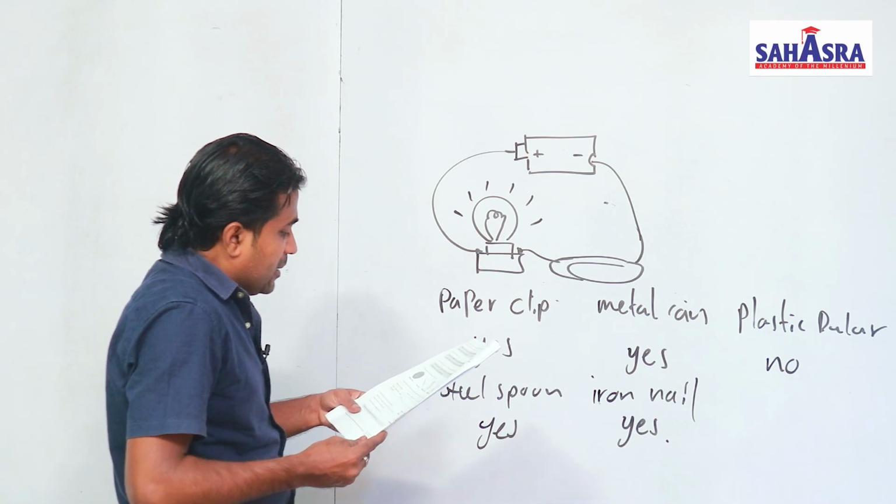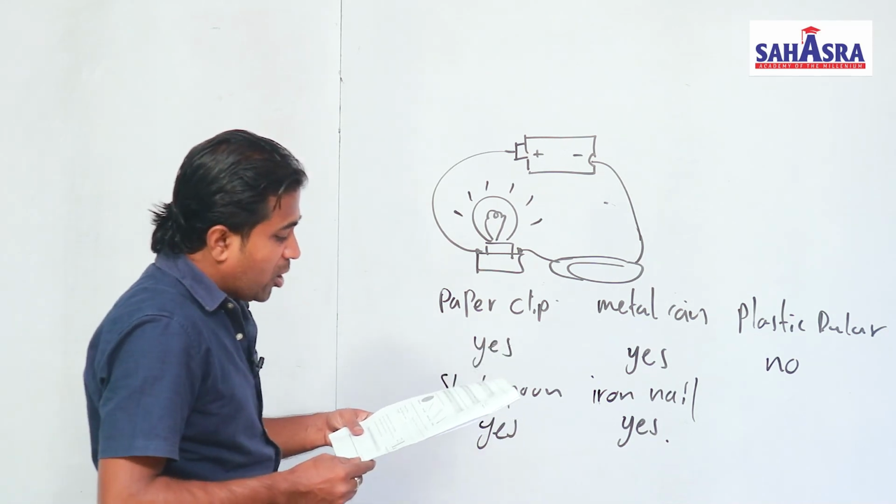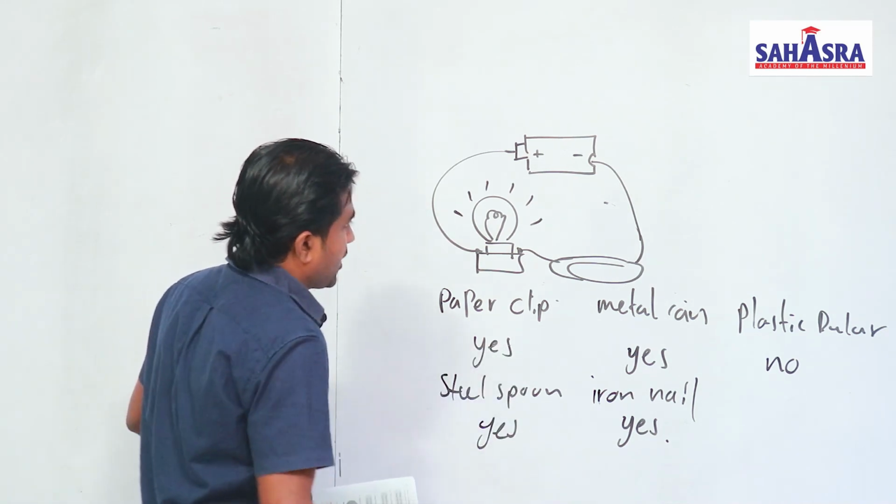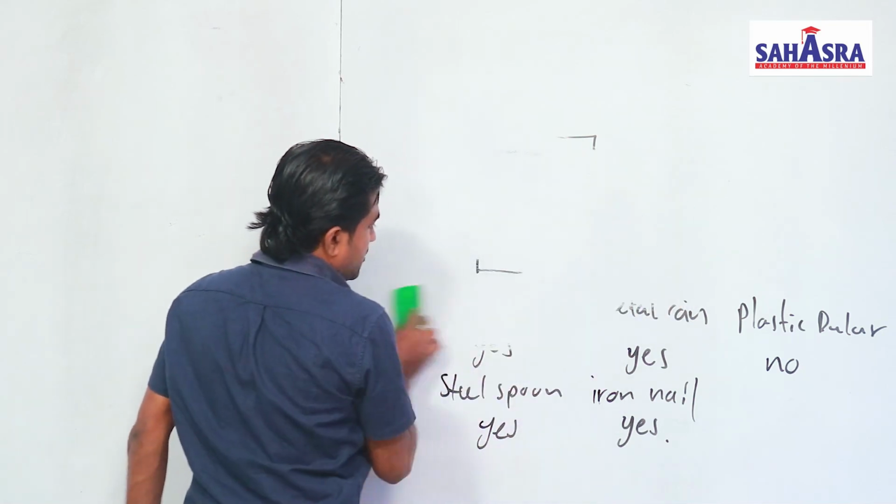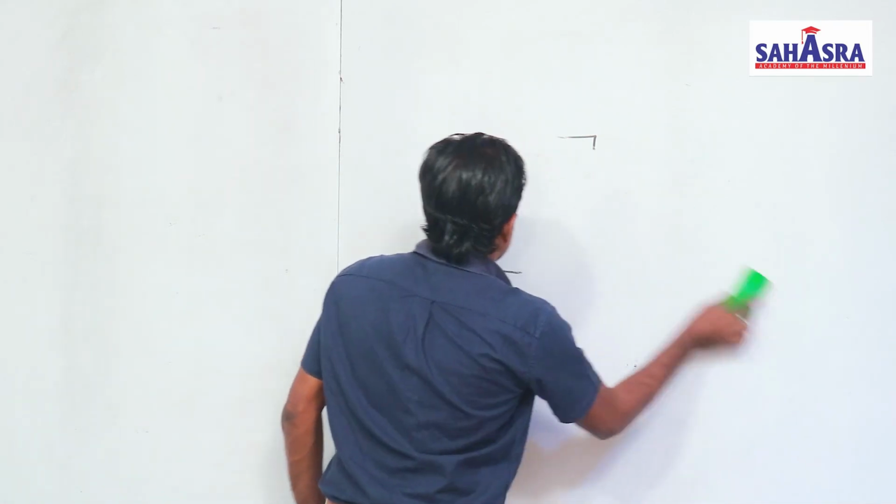So part E, Peter draws a bar chart to show his result. He has drawn a bar chart and displayed his results. Let's have a look at it.